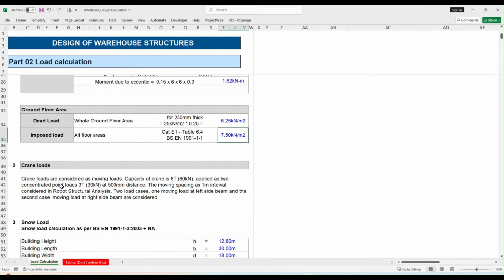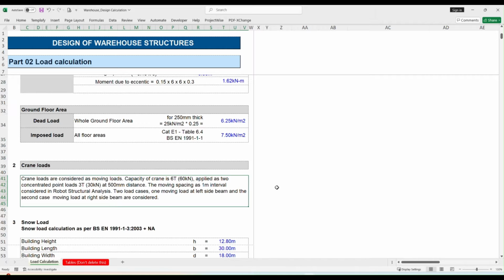Next, coming to the crane loads. The crane loads are considered as moving loads. We are considering the 6-ton capacity of the load, which is 60 kilonewton. This is going to be applied on the two sides because we have two crane beams running on both sides, left and right, which we have seen in our model in our previous video.